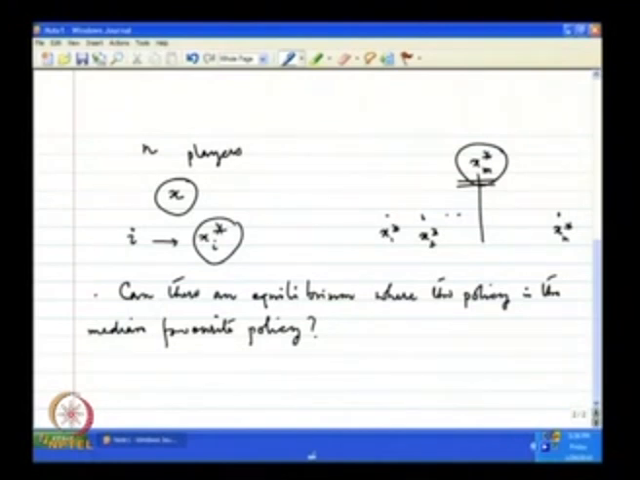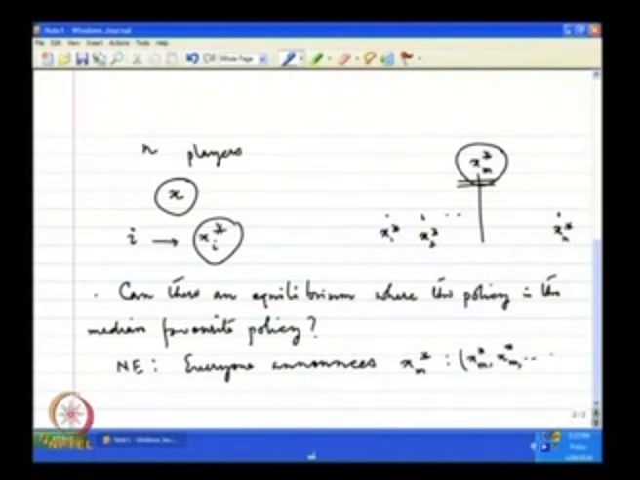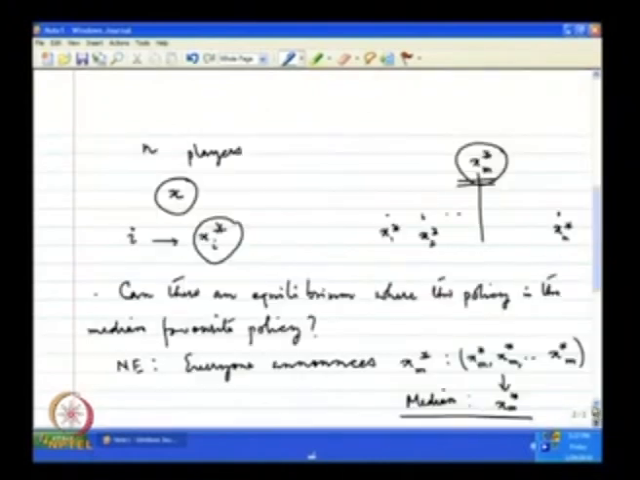And yes, there can be many such equilibria. One example of a Nash equilibrium is suppose everyone announces Xm star. So the actions are the following: Xm star. Now, in this case, everyone is announcing this Xm star. So the median of all these numbers is, in fact, Xm star. This is the median. So this will be the chosen policy of the community.